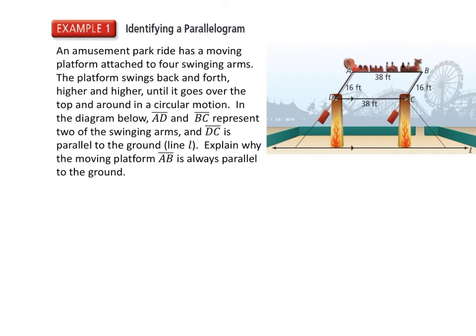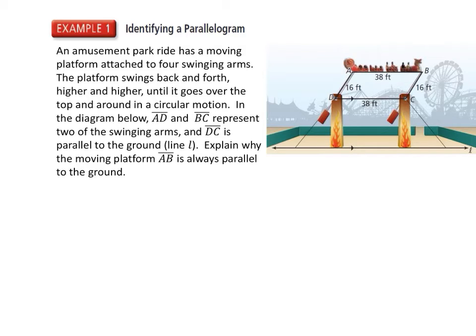Next, let's take a look at this example where we have an amusement park ride that has a moving platform attached to 4 swing arms. The platform swings back and forth, higher and higher, until it goes over the top, around in a circular motion. In the diagram, we see that AD and BC represent 2 of the swinging arms, and DC is parallel to the ground, which we'll label line L.